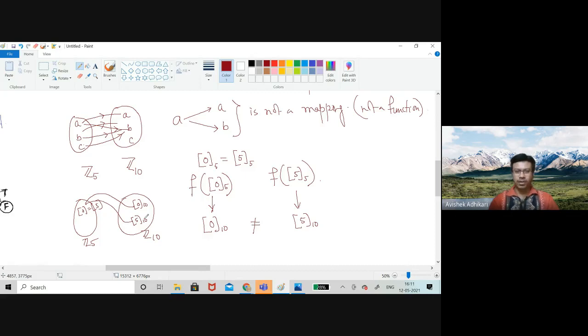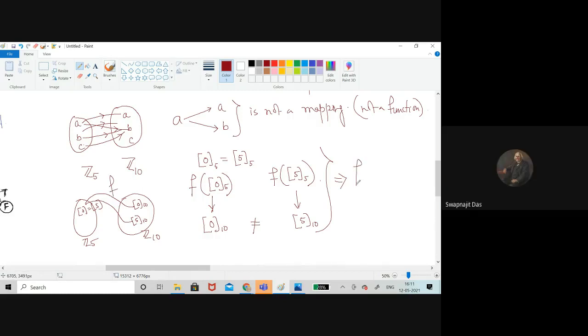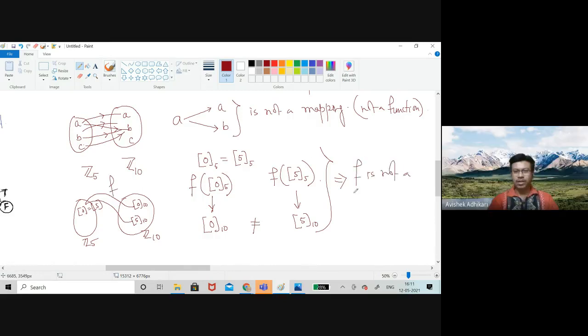So what is your conclusion then? Will that f be a function? No, sir. f is not a function. You had already concluded that f is injective and f is not surjective, but the basic fact is that f is not even a function.